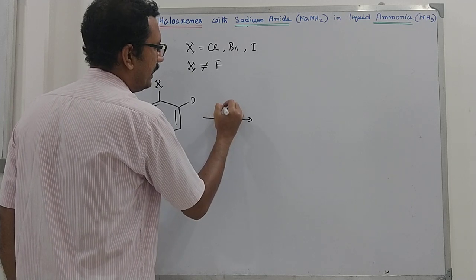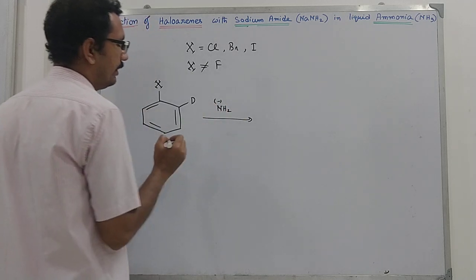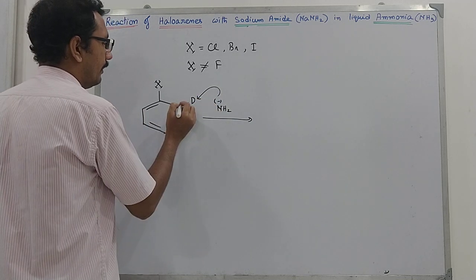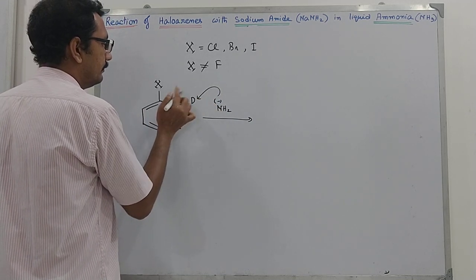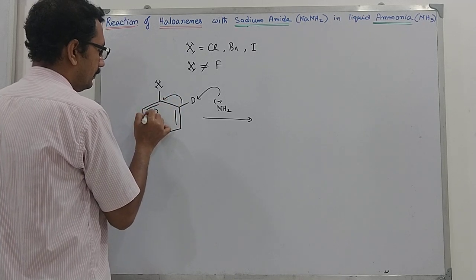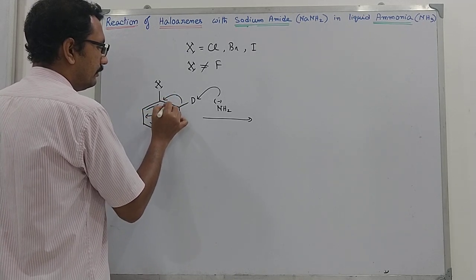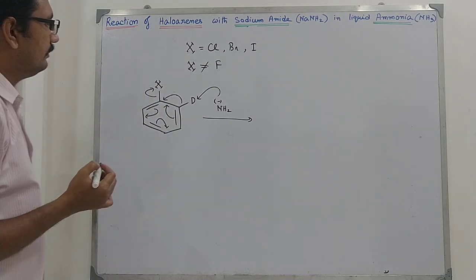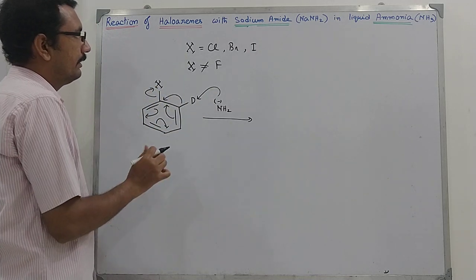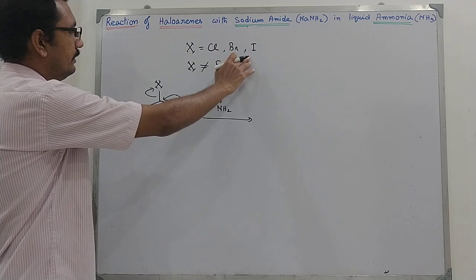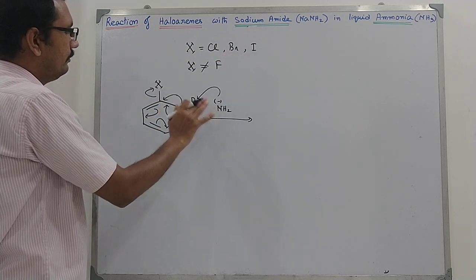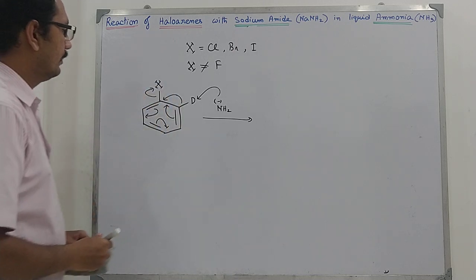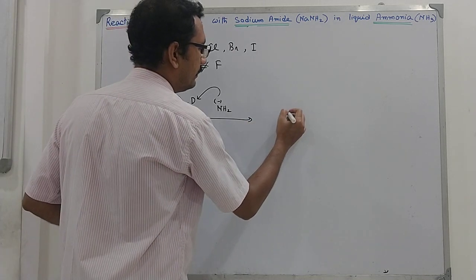Now when we apply NH2 minus here, what will happen? It is going to extract this and this will come here, this will come here, this will come here, and this will leave the system. Since these are good leaving groups, in the previous case also and in this case also, this will leave the system. So what will we get?